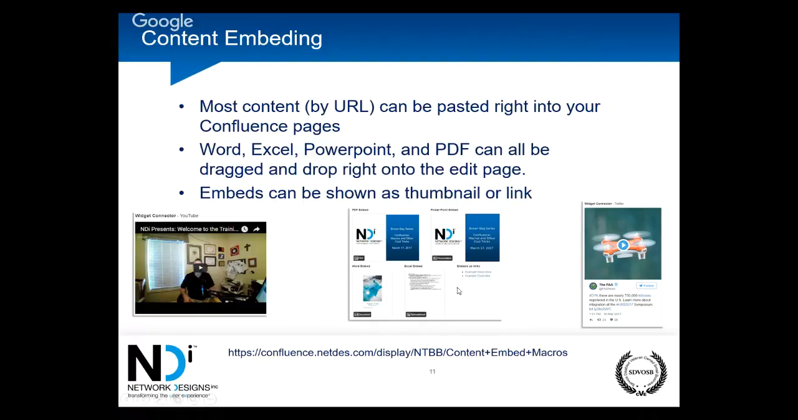To change it to a link, you just click on it. It asks you, is this show link only or show content? And you tell it show link only or show content. The link down here is one that we're going to go over in a few minutes. It's this example page here that shows you all of the embed elements on a Confluence page.